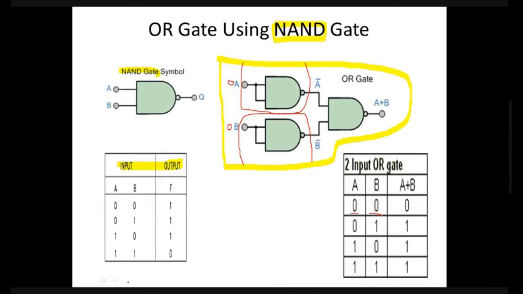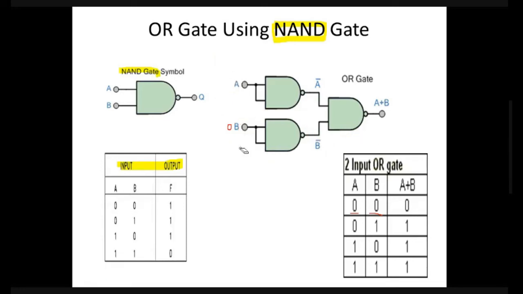Now we apply the first case, both inputs are 0 0. Here is 0, here is 0. Then the NAND output of 0 0 is 1. Very good. This 0 comes here because both are shorted now. So the 0 0 NAND output is 1.